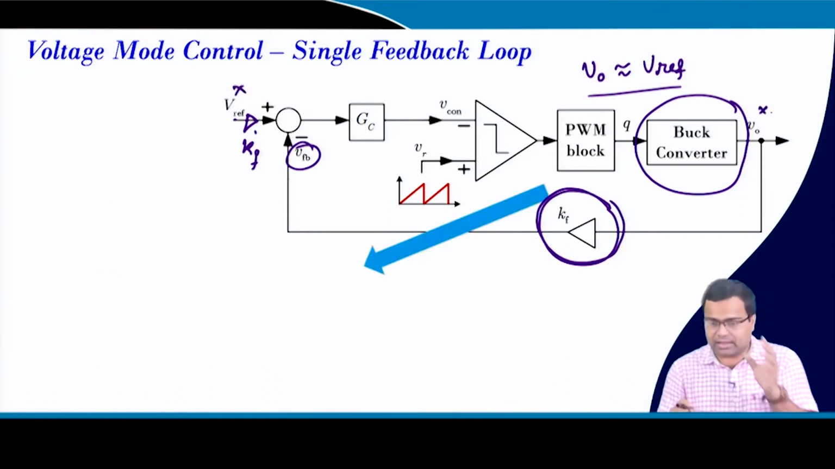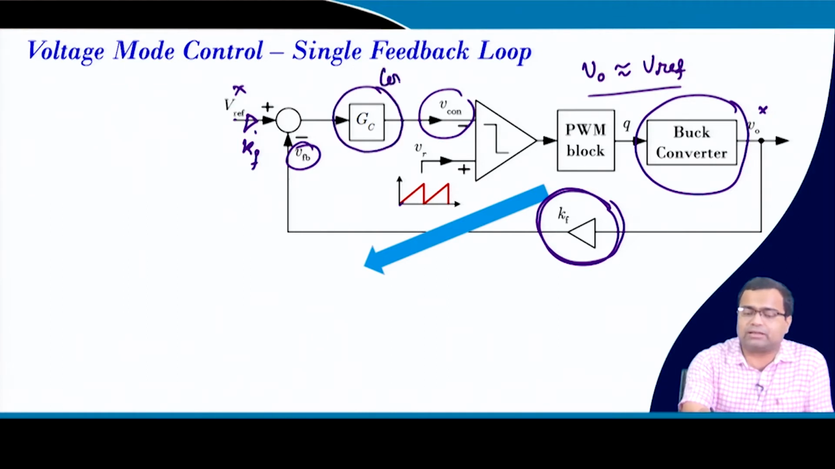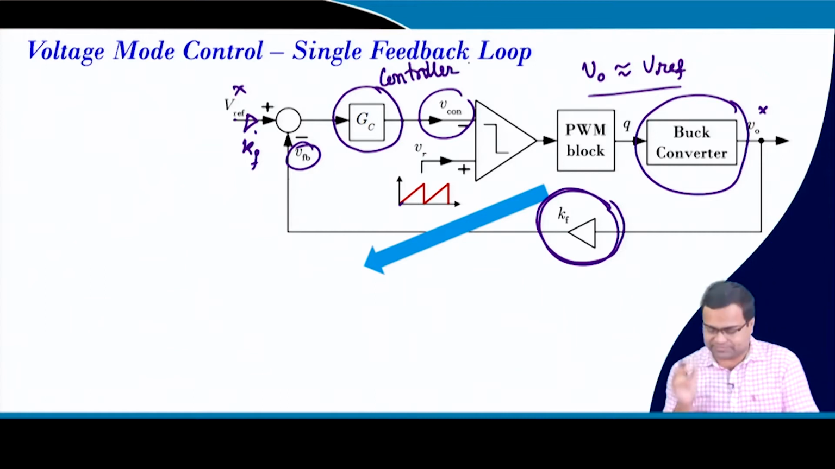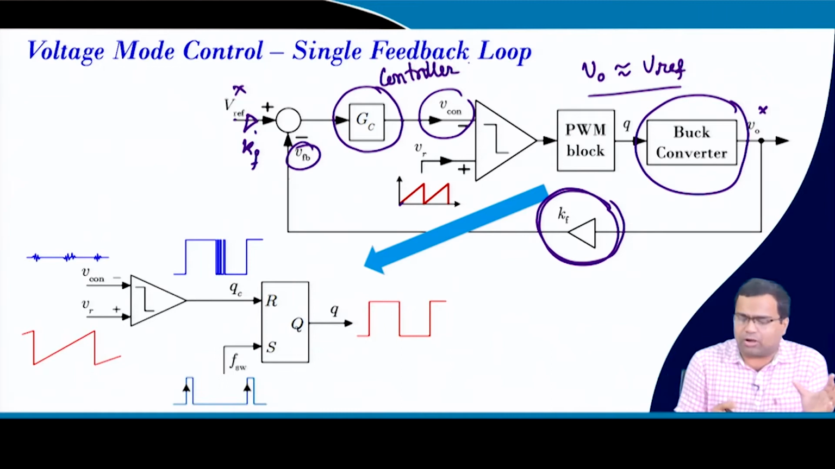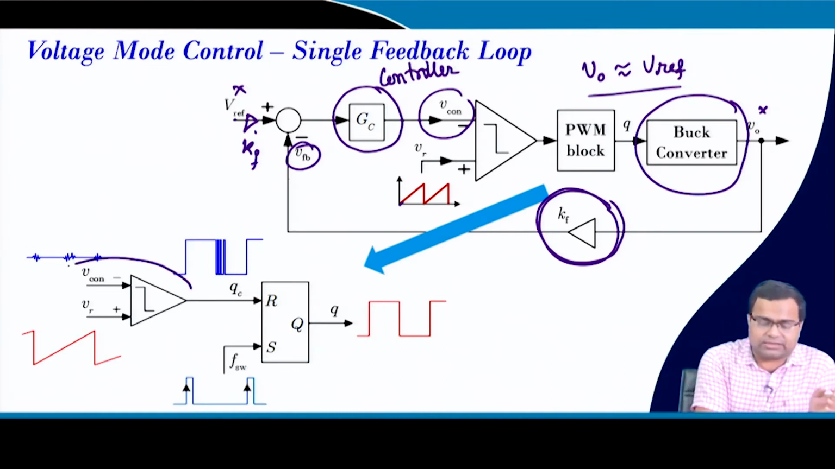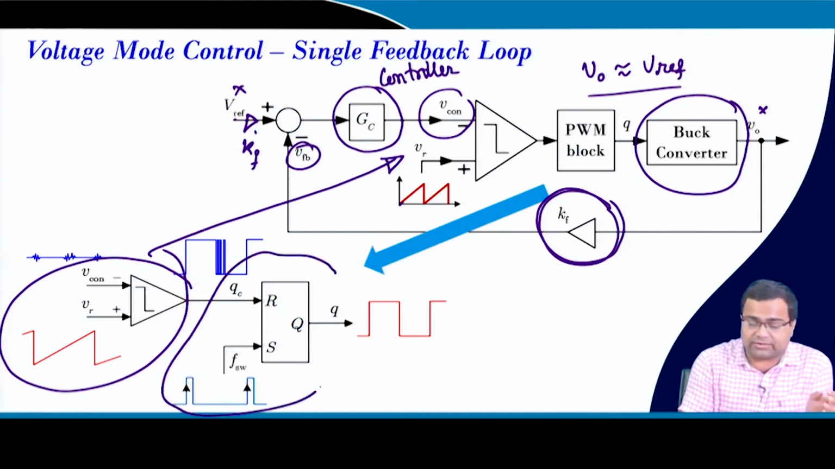Next, what is the PWM modulator? Here we have a sawtooth waveform and the control voltage, which is the output of the controller. This is our controller, right? Sometimes we also call it the compensator. Now this PWM block is already there. This PWM block is a trailing edge modulation. This is our trailing edge PWM block.